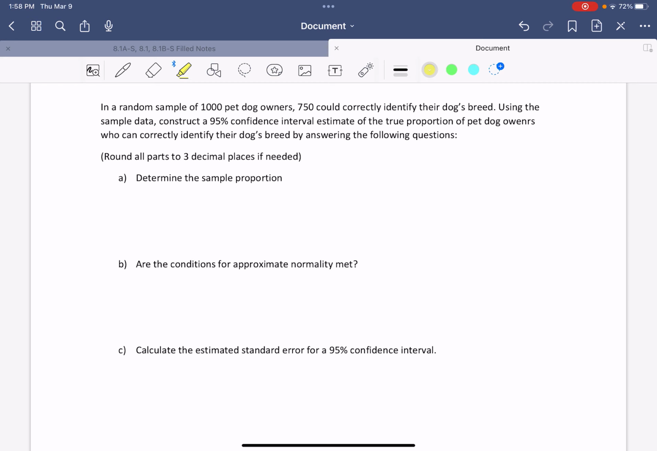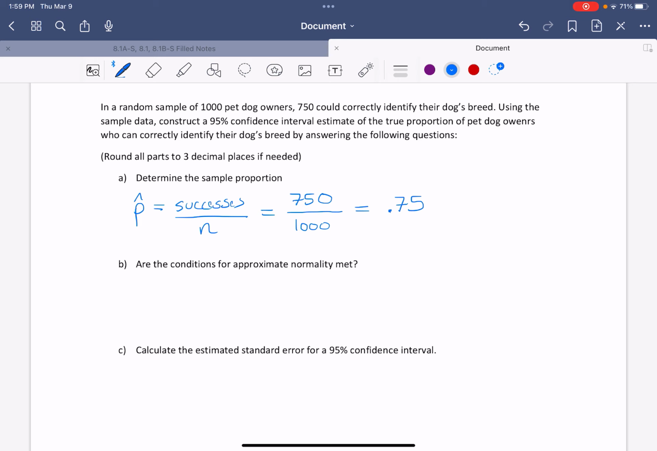Part A, determine the sample proportion. We know sample proportion, that's p hat equals, and you can pull it from your formula sheet, the number of successes over n. In this case, we're told 750 could identify their dog's breed out of a random sample of 1,000 people. Plug that into your calculators and you get 0.75. Again, we're rounding to 3 decimal places if needed. Here it was just a nice 2 decimals, so we left it as 2 decimals.